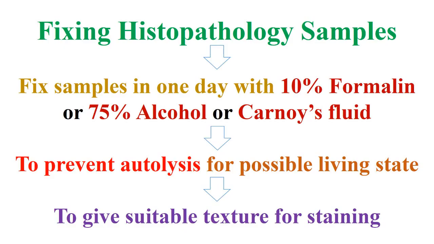In detail, fixing histopathology samples means fixing the sample for 1 day with 10% formalin or 75% alcohol or Carnoy's fluid to prevent autolysis, preserve the possible living state, and give suitable texture for staining.